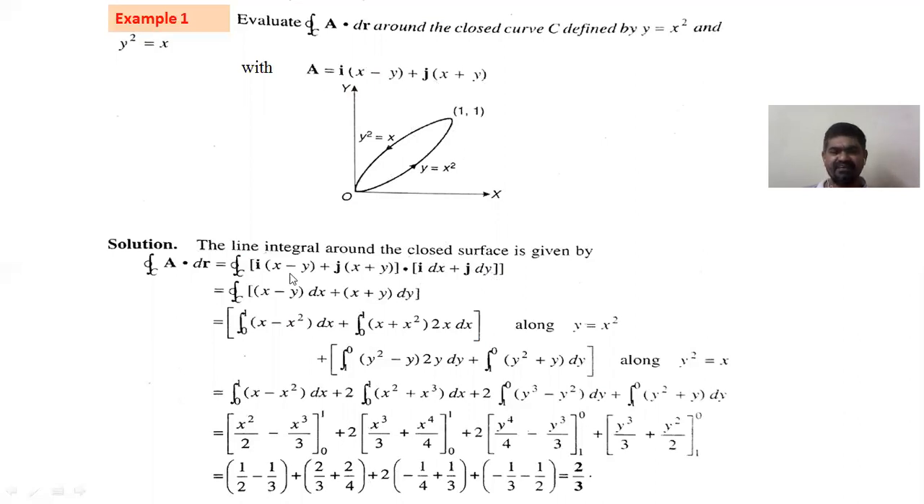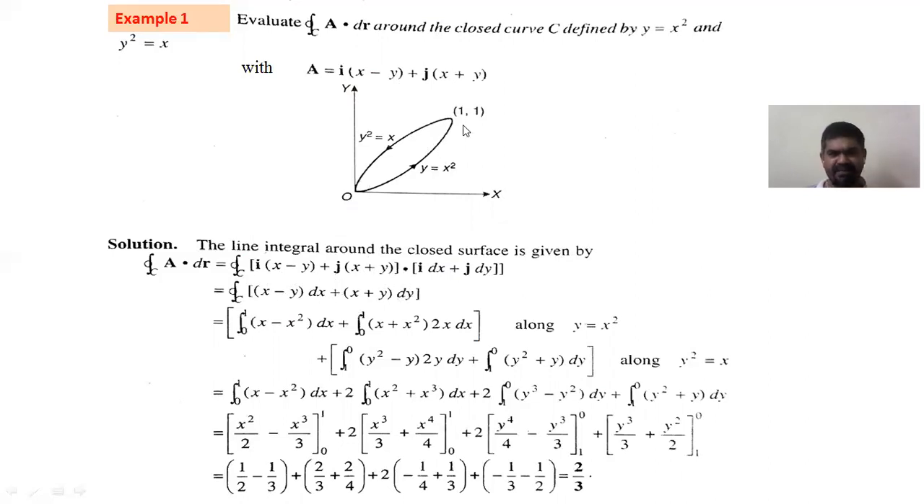The field is given here. Therefore, the line integral of A bar dot dr bar is written as i cap into (x minus y) plus j cap into (x plus y), dot i dx plus j dy. i dx plus j dy is taken because this is in a two-dimensional plane. Therefore, position vector r bar equals xi plus yj, and dr equals i dx plus j dy. You just perform the dot product here. i dot i equals 1, (x minus y) into dx, plus j dot j equals 1, (x plus y) into dy. How to calculate this integration?